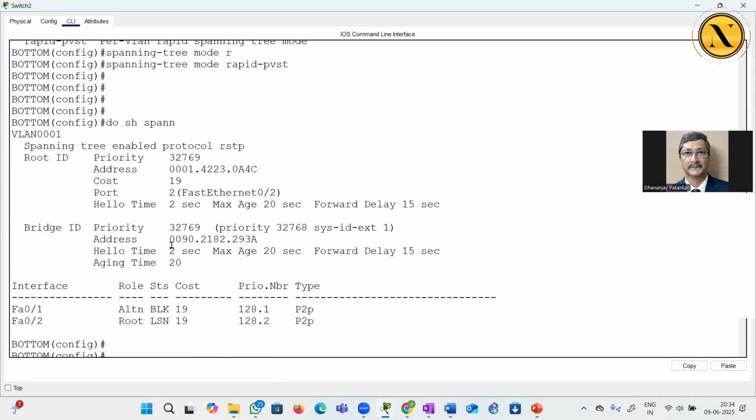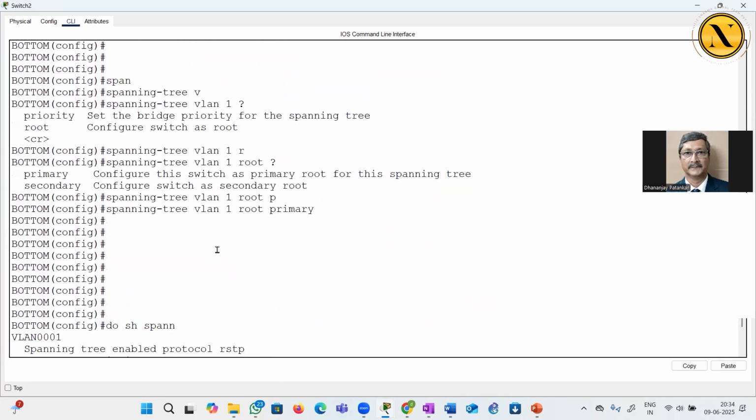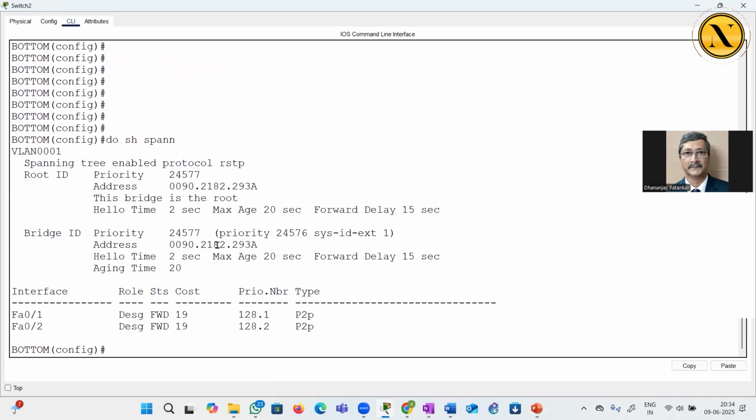30,768 plus 1, 769, whatever. So I'll just say from 30,769 to 24,576, something like this, plus 1. Okay, got it. So now my priority has fallen down for VLAN 1, this one. For VLAN 1, this one should be the root bridge. Got it? For which VLAN? VLAN 1. Understood?